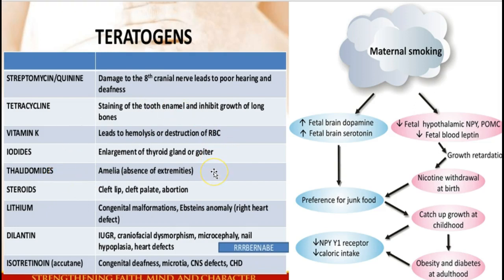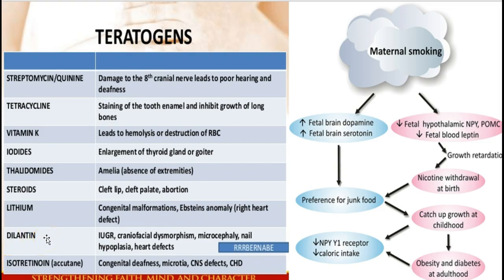Thalidomide can cause the absence of extremities. Some babies are born with no arms, no legs, no toes, and they learn to function, usually with some type of prosthetic. And you'll see a picture of this in the next slide as well. Steroids can cause cleft lip, cleft palate, and can even cause the mother to have an abortion or miscarriage. Lithium, which is a psychotropic drug, can cause congenital malformations, such as right heart defects. A lot of babies are born with holes in their heart and usually have to undergo surgery. Some have poor valve development.